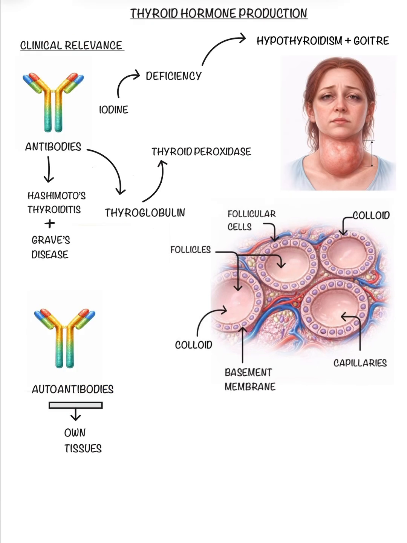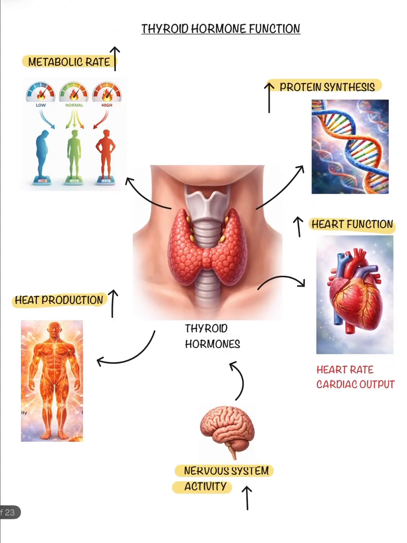Clinically, iodine deficiency is very important because it can lead to hypothyroidism and goiter, which is an enlargement of the thyroid gland. We also see autoimmune conditions where antibodies target thyroid components like thyroglobulin and thyroid peroxidase. A key example is Hashimoto's disease, where the immune system mistakenly attacks the thyroid gland.